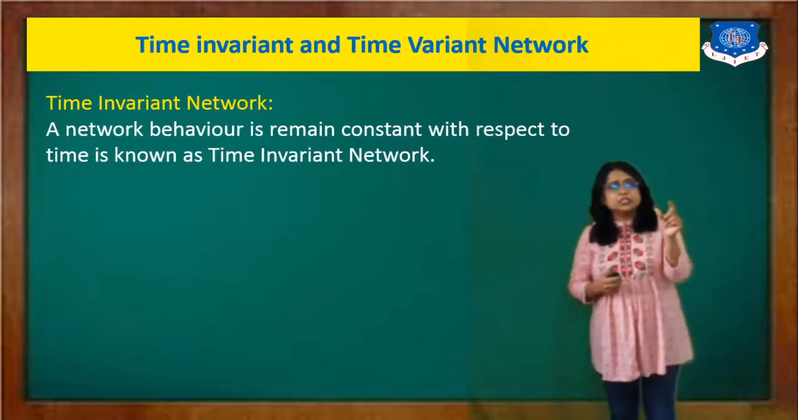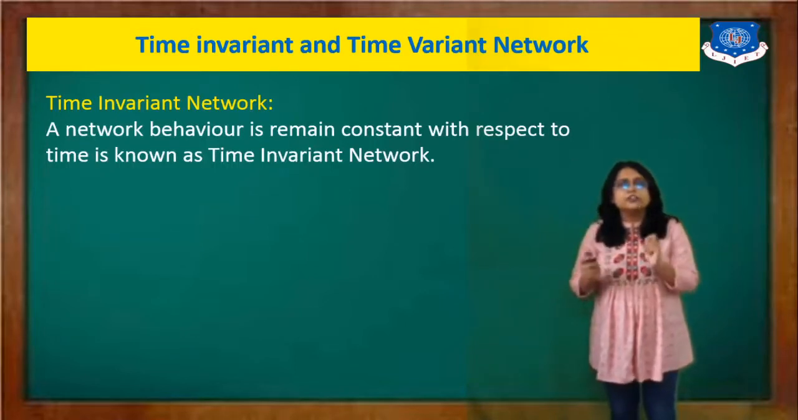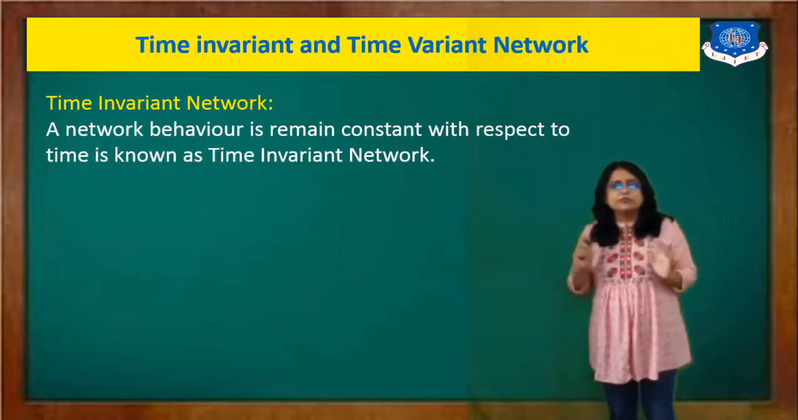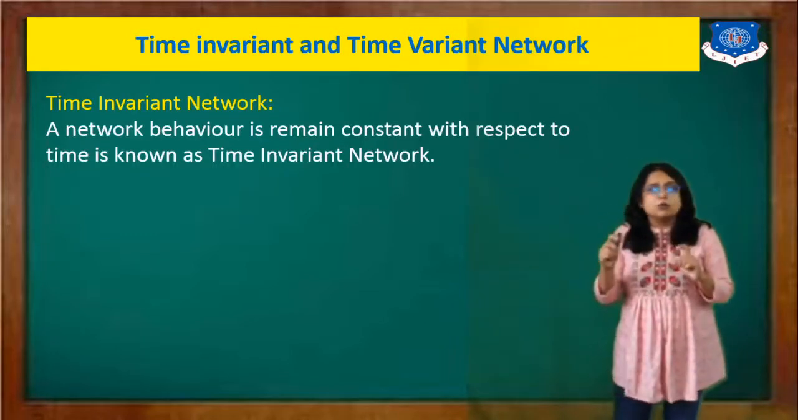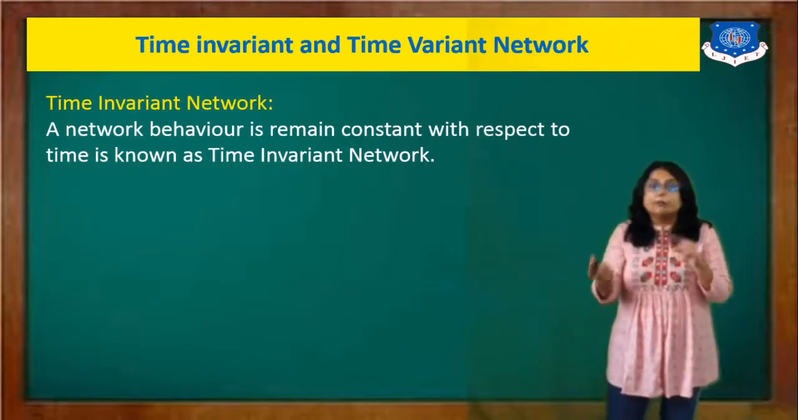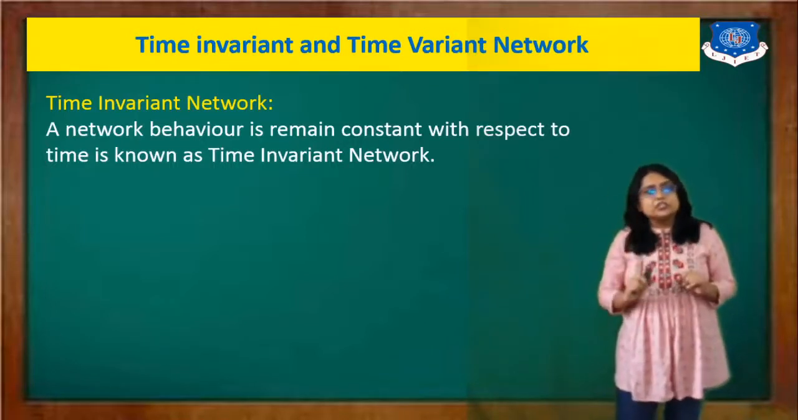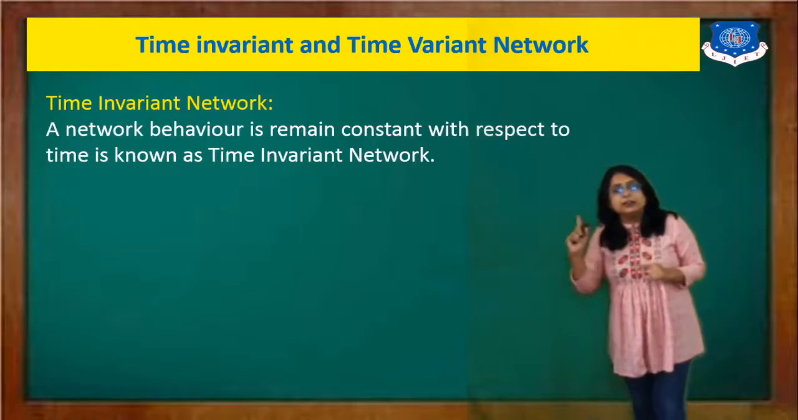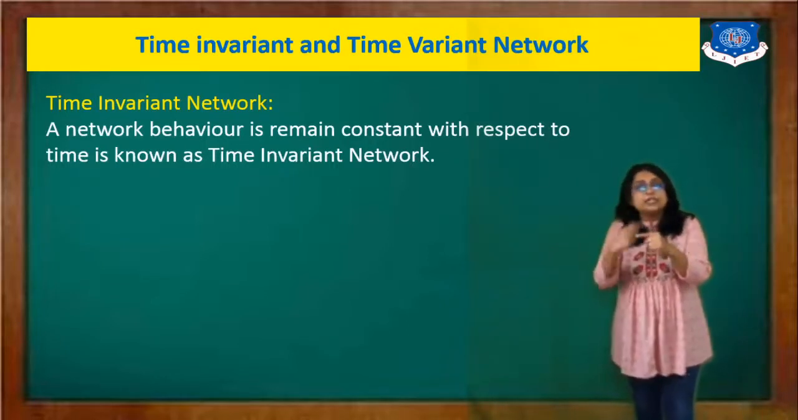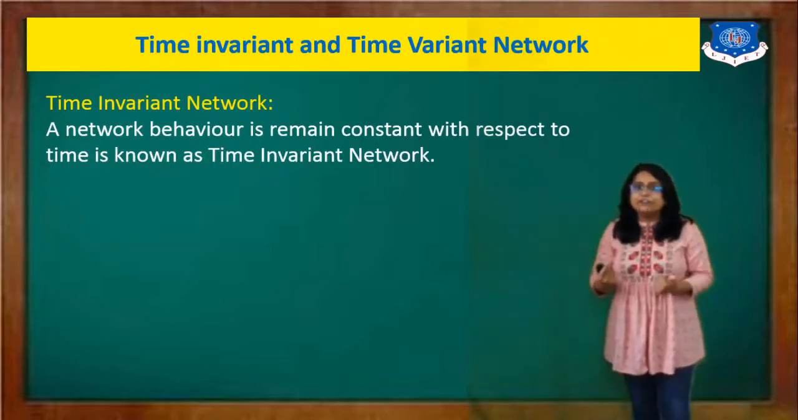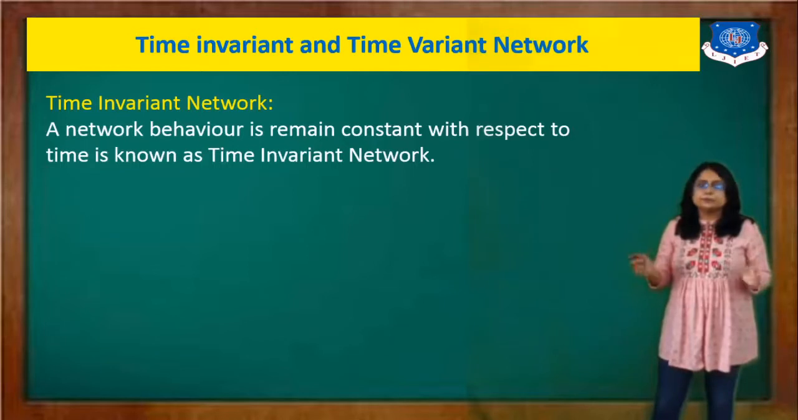That means you just consider some output, that is C of t, and I have some value R. When I say C of t plus tau, that means after some time, your response will remain the same, that is R. So that is known as a time invariant network, because I am just changing the time t to t plus tau, and my response R remains the same.